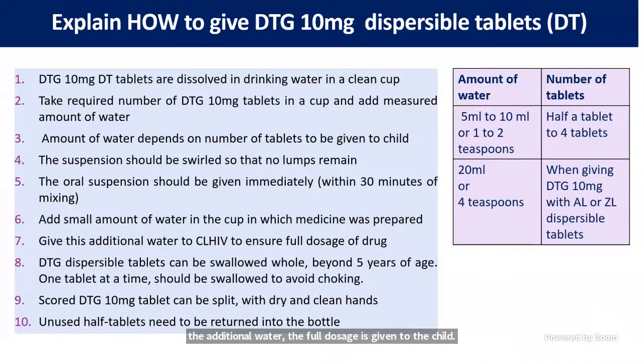DTG dispersible tablet can be swallowed whole beyond 5 years or whenever the child is ready. One tablet at a time can be swallowed to avoid choking. A scored DTG 10 milligram tablet can be split with a dry and clean hand. An unused half tablet can be used later, for the next day or so. And remember one thing: if the child vomits within 30 minutes, you may have to repeat the dosage.